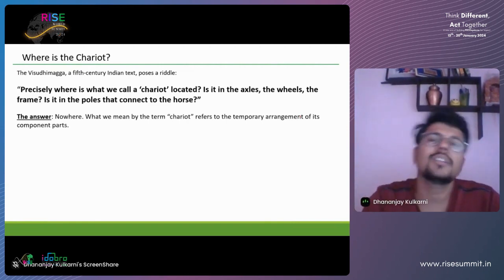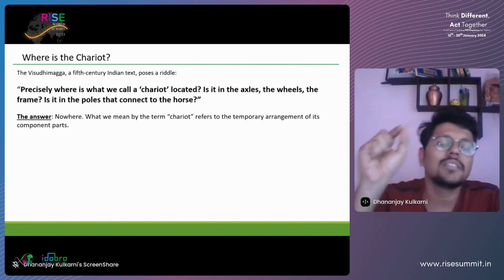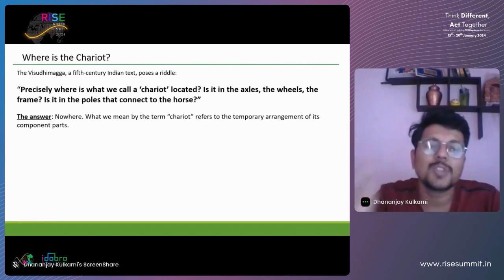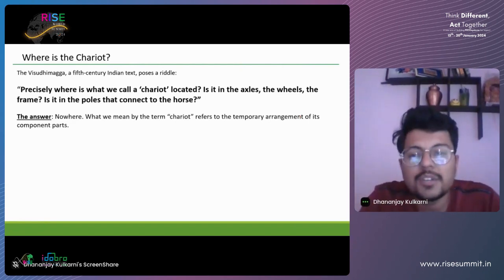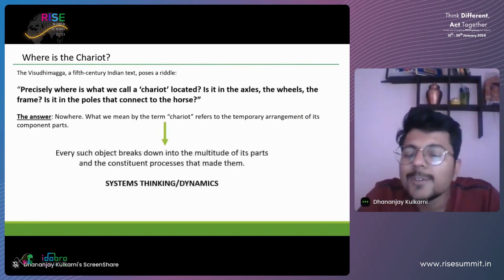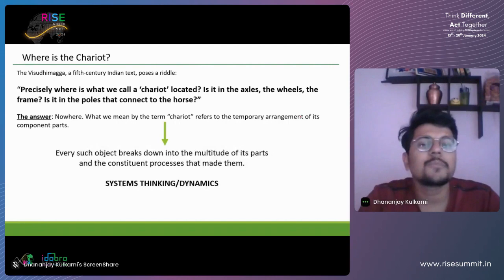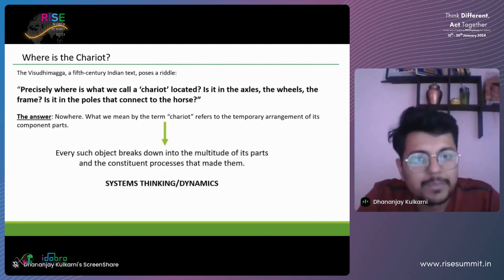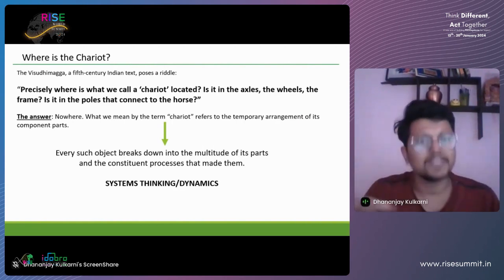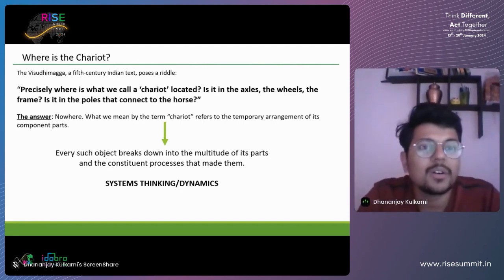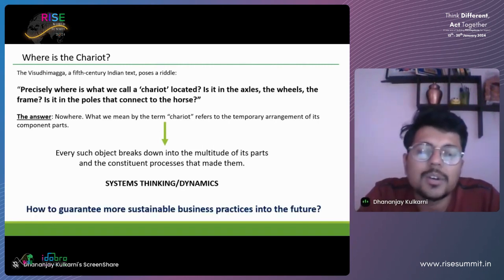The chariot is not at any one place. It's not at the axle, it's not at the wheel, right? Whenever we use the term chariot, it refers to the temporary arrangement of its component parts. So it's a system, right? Every such object breaks down into multiple parts and the constituent processes that made them, and their interacting with each other creates a system. If we consider that as a whole, that is the systems thinking or system dynamics that we take into account.